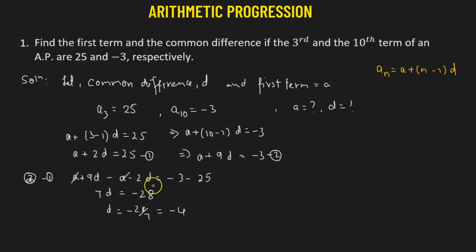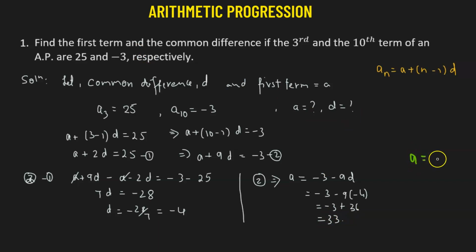Now that we have the common difference, we can use either equation 1 or 2 to obtain the value of our first term. So let's use equation number 2. Equation number 2 gives a equals -3 minus 9d, which is -3 minus 9 times d, which is -4. That will be -3 plus 9 times 4 is 36, which will give us the value 33. So that means our first term is 33, and we have a common difference of -4. So let's move on to the next problem.